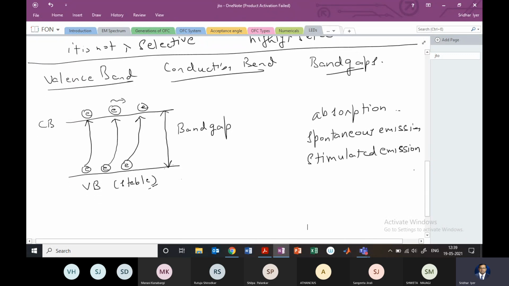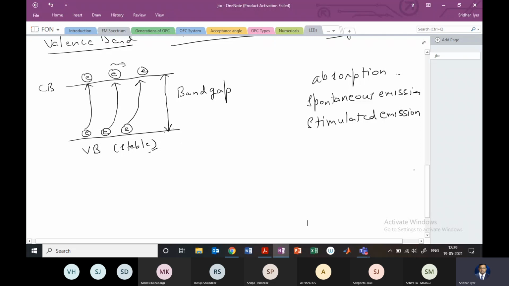Okay, so the scenario which is drawn there. Now we have understood that these electrons need energy to move from the valence band to the conduction band, right? So in the case of spontaneous emission, which occurs in LEDs, there's going to be some energy which the electrons are going to acquire, and then they're going to move to the conduction band, right? So I'll draw another diagram.